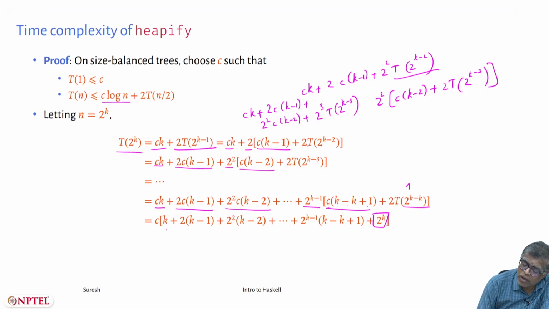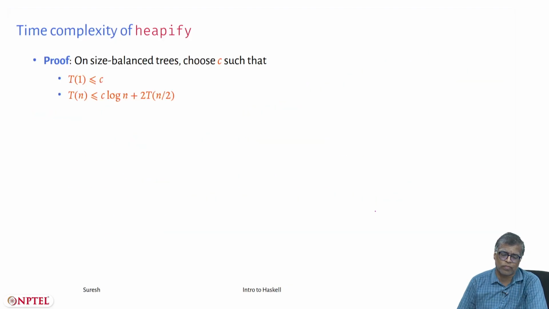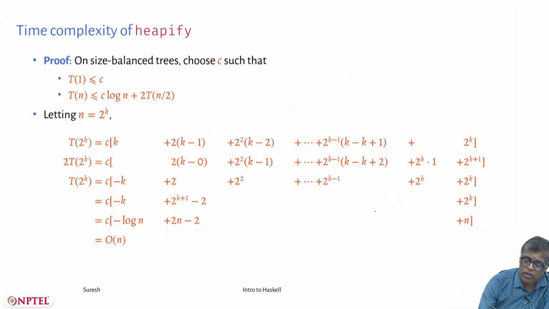So I have c multiplied by k plus 2(k-1) plus 2^2(k-2) plus dot dot dot 2^(k-1)(k-k+1) plus 2^k. I have something like this. Okay. Let us simplify this even further. I have T(2^k) is c times k plus 2(k-1) plus 2^2(k-2) plus dot dot dot 2^(k-1)(k-k+1) plus there is a 2^k sitting somewhere, leave it.